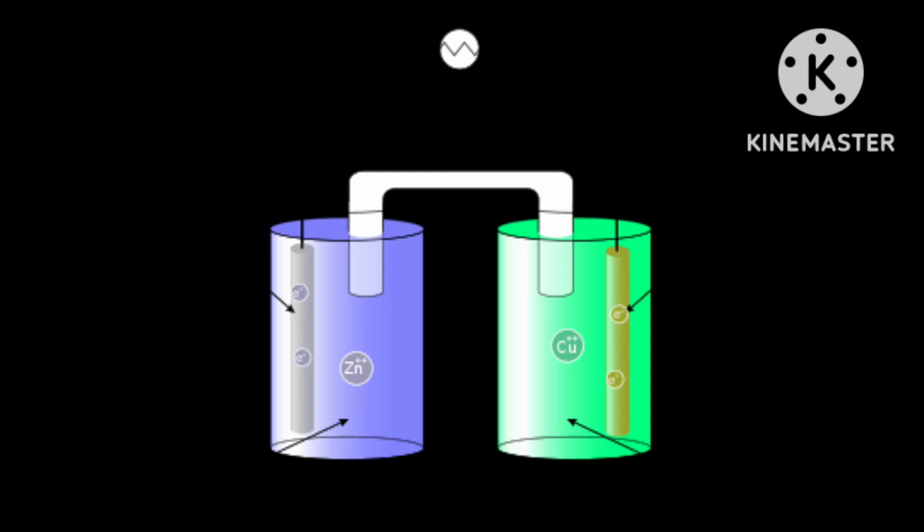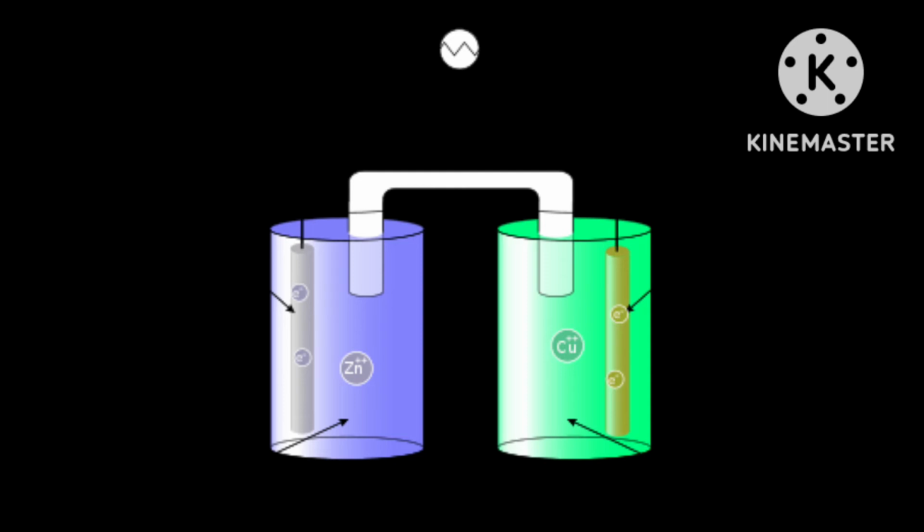Now suppose you have used this U-tube. Through the U-tube both solutions are now connected, ZnSO4 and copper sulfate. After arranging this diagram, all set, you have made a Daniel cell. What you have formed is called a cell, the Daniel cell arrangement.